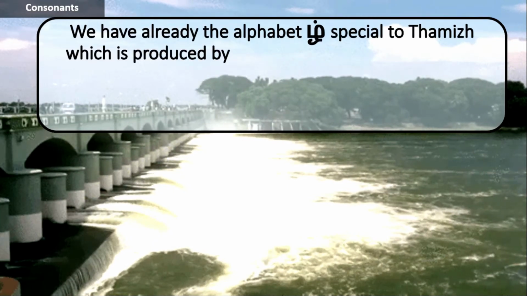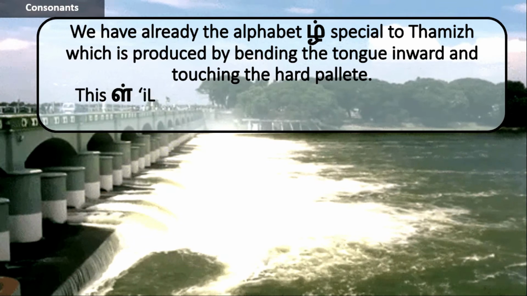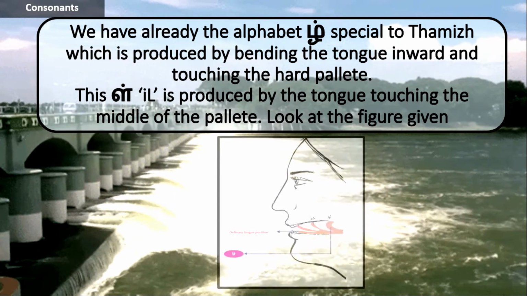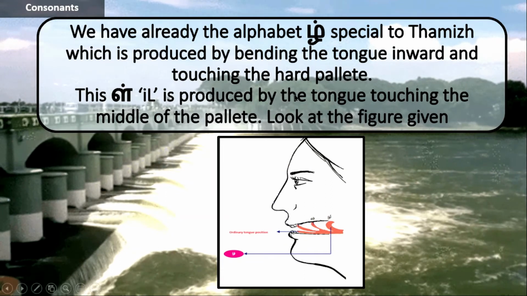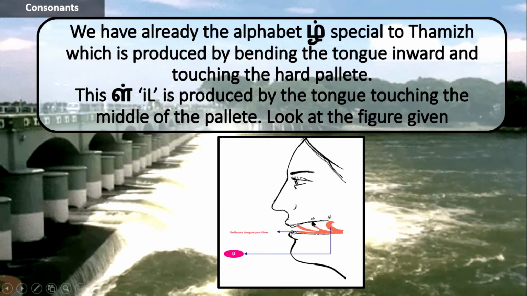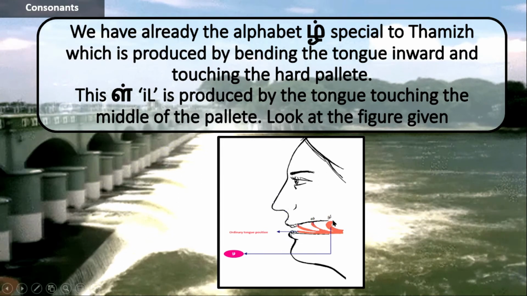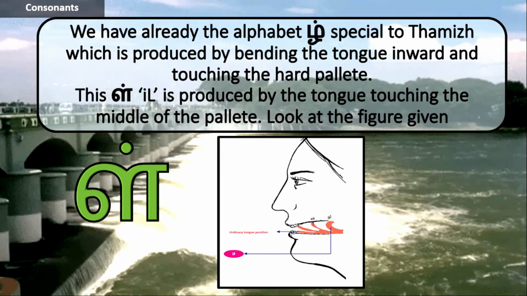We have already learned the alphabet il, special to Tamil, which is produced by bending the tongue inward, touching the hard palate. This il is produced by the tongue touching the middle of the palate. Now look at the figure given below. The middle of the palate is touched by the tip of the tongue. It produces a sound il. In the second case, the tongue is bent fully inward and touches the hard palate. It produces a sound l. This is the difference between il and il.